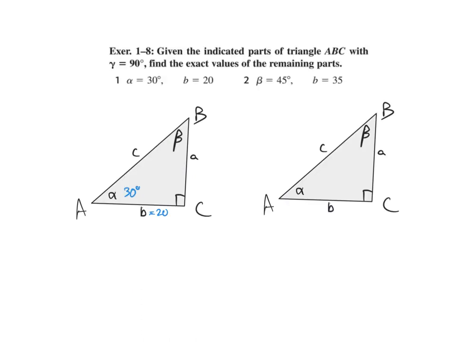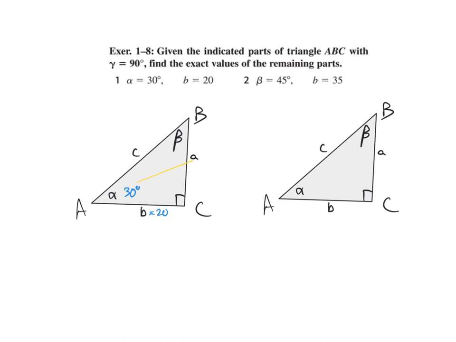Given the indicated parts of a triangle ABC, with lambda, I guess, is 90 degrees. That would be the 90 degree angle there. Find the exact values of the remaining parts. So alpha is 30, and b is 20. So now we've got to get the other parts. We use SohCahToa, and we have 30 there, so that's a 30 degree angle on your unit circle. You should be able to know what those things are.